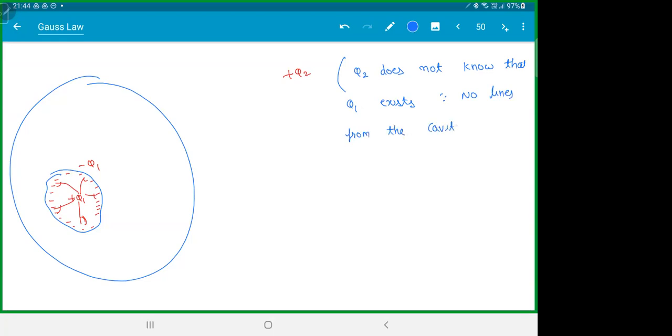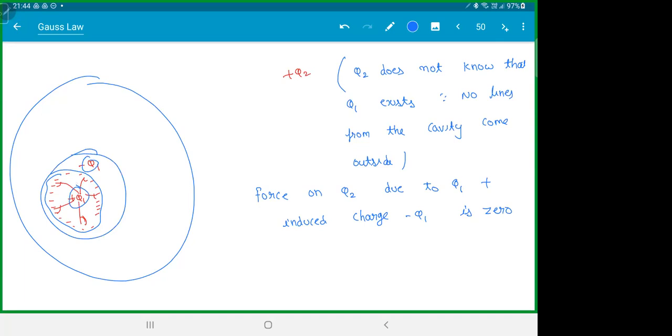Why are they not coming outside? Who is blocking it? That means the force on Q2 due to Q1 plus that induced charge minus Q1 is 0, right? Both of them together are cancelling out now. Is that making sense? This Q1 and minus Q1 together are not letting any field lines go outside.